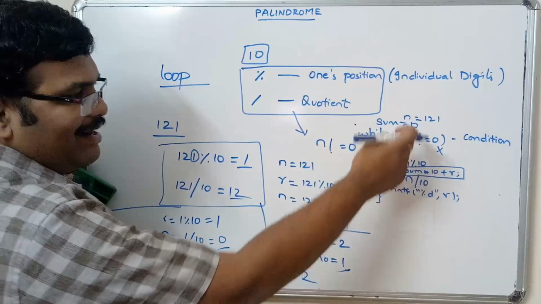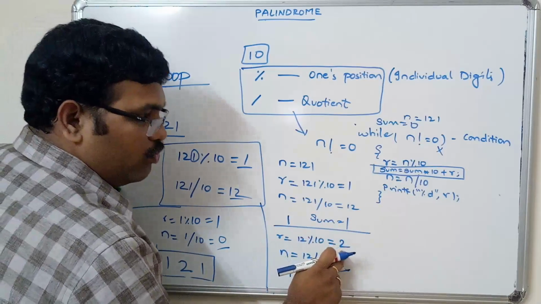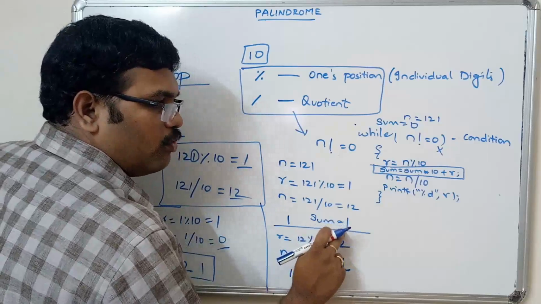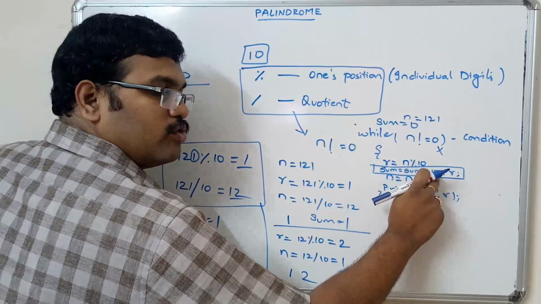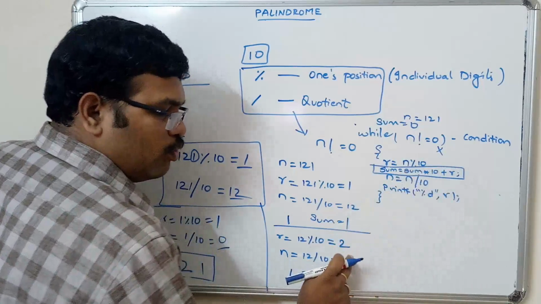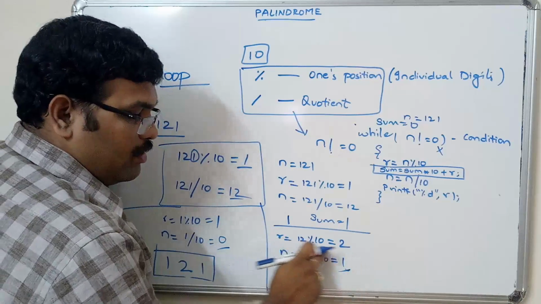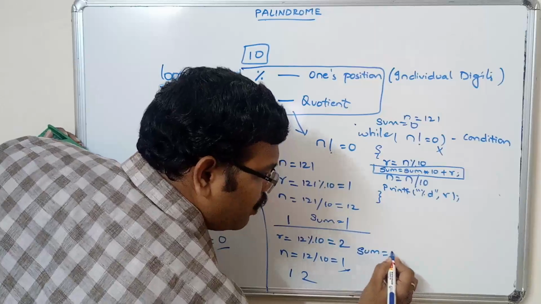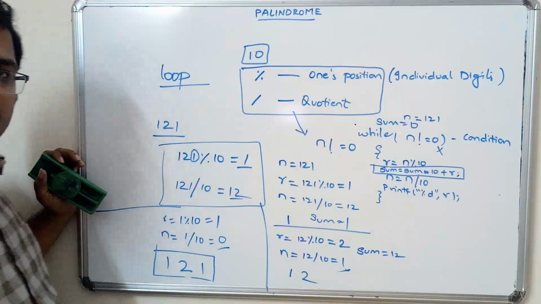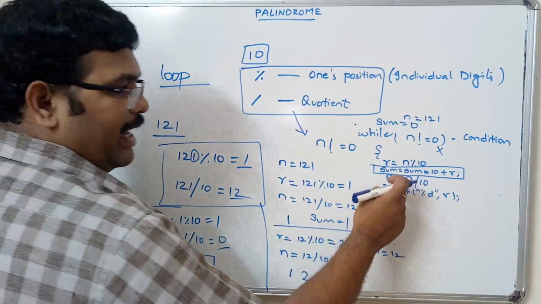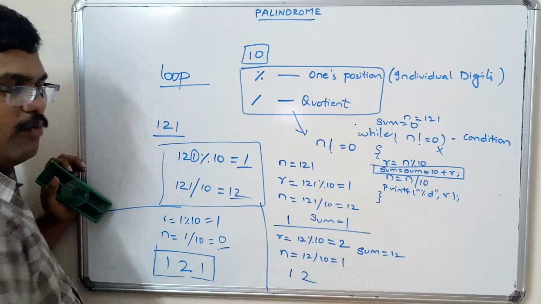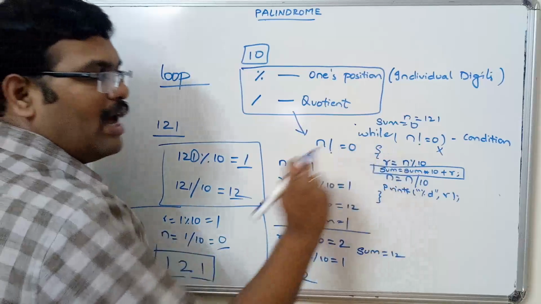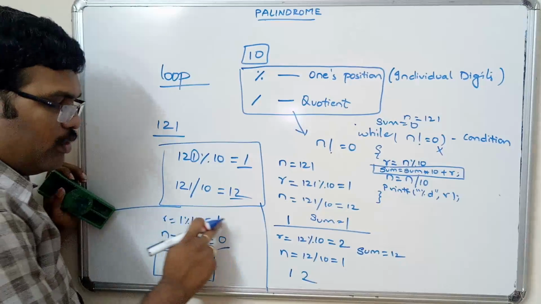Next, coming to the second iteration, r is equal to 2. So sum is equal to sum into 10. Previously sum is equal to 1, 1 into 10. So 10 plus 2. Right? So here in the second iteration, sum is equal to 12. Next, n is equal to n by 10. So we will get a 1 as a result of n, which is not equal to 0. Again, r value will be computed. So r is equal to 1.